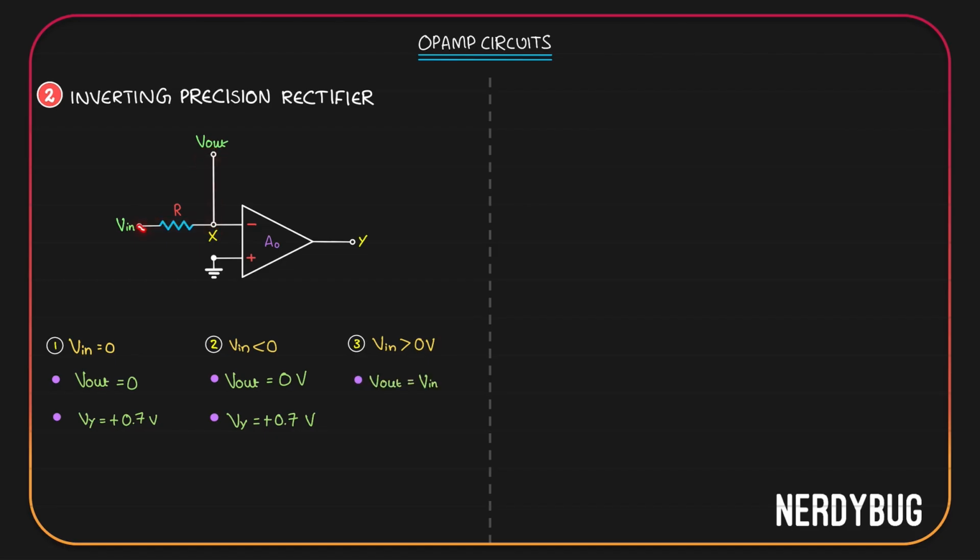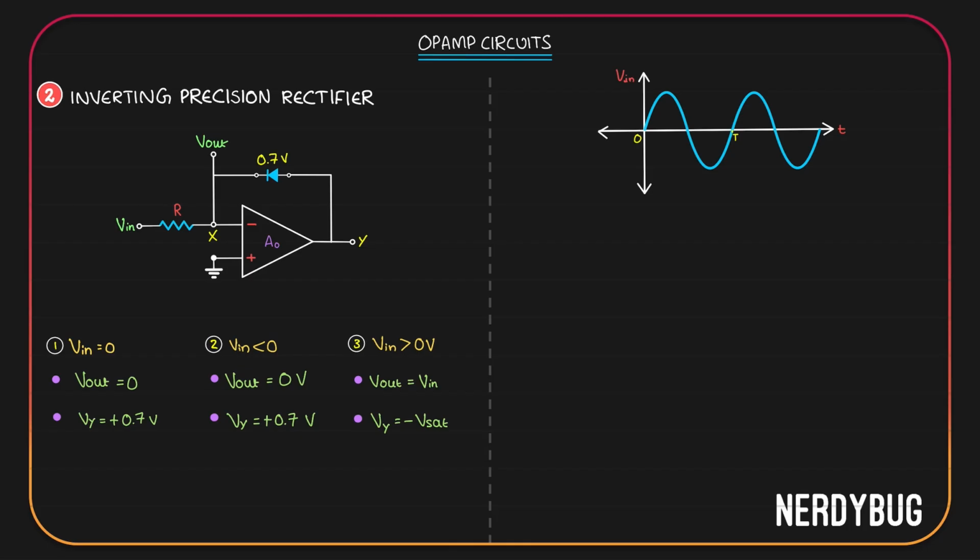Again, we are getting a positive potential at the inverting terminal. Since there is no feedback loop, effective gain is the original infinite gain. Output will be negative infinity multiplied by some positive input. This will give us a negative saturation voltage at Y. Vy is minus Vsat.